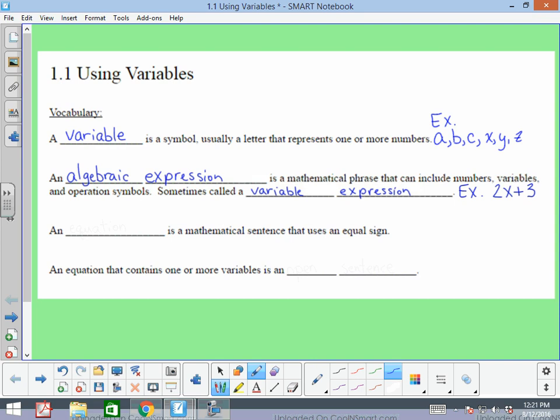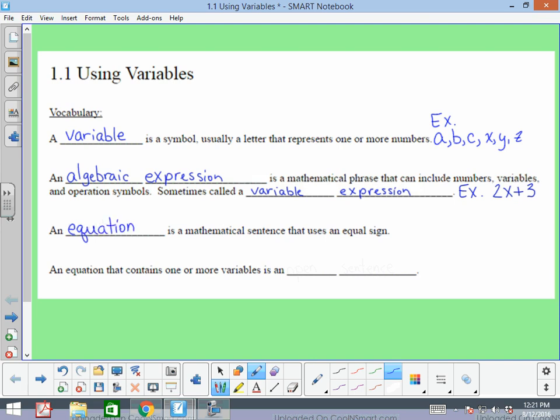There's actually more than one operation in here. 2x is 2 times x, and then we have plus 3. But that is an algebraic expression. Notice there's no equal sign in that algebraic expression. Expressions do not have equal signs. Equations have equal signs.